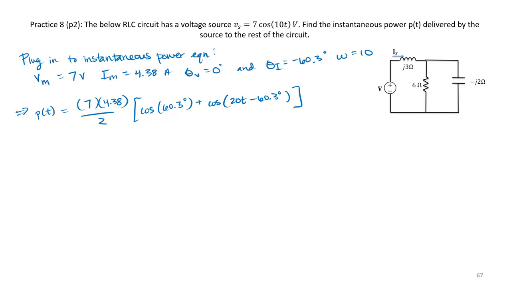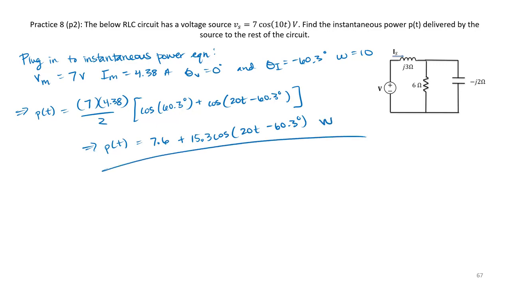And if we simplify, we determine that our power will be 7.6 plus 15.3 cosine 20t minus 60.3 degrees, and units will be watts.